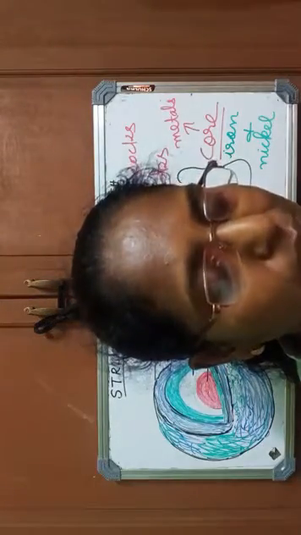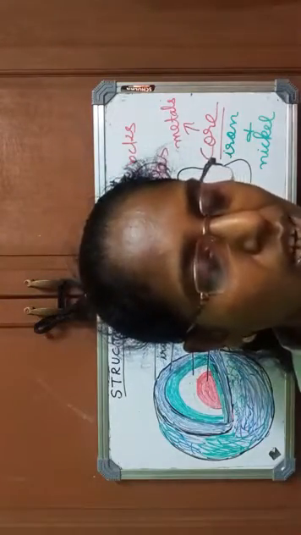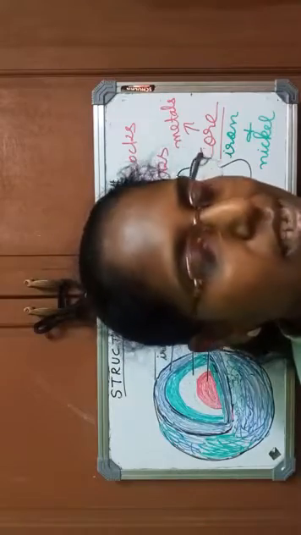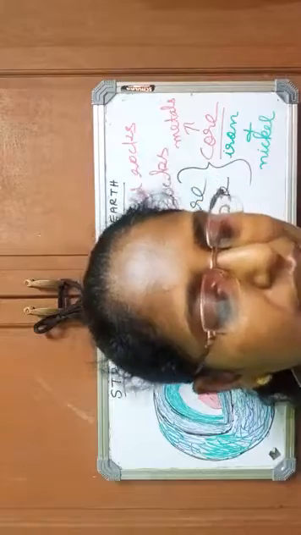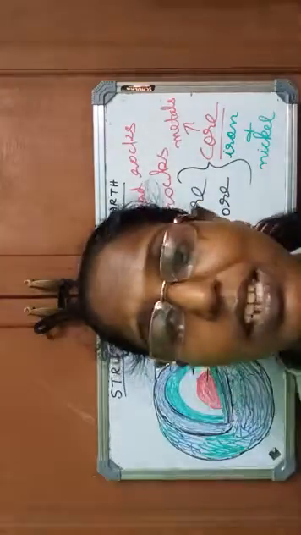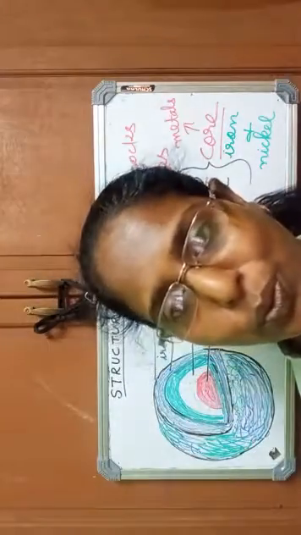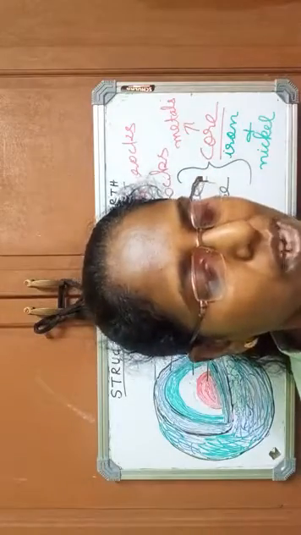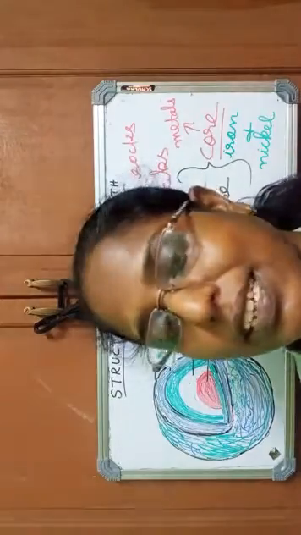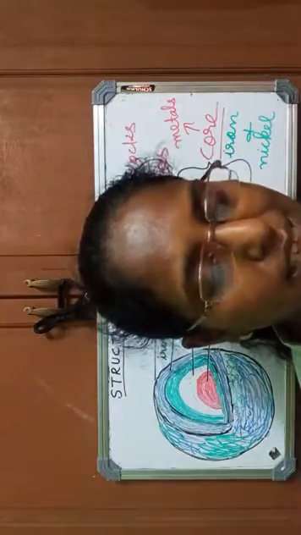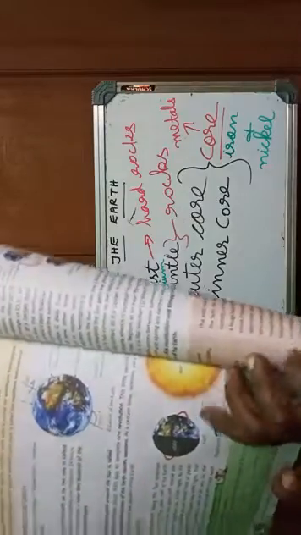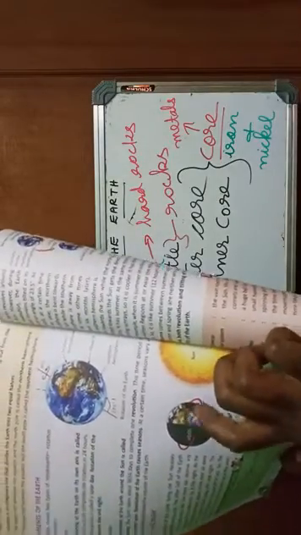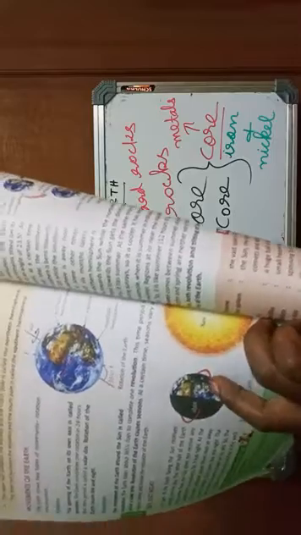The earth rotates from west to east on its axis. So the sun appears to rise in the east and sets in the west. The earth rotates from west to east. So we have the feeling that sun rises in the east and sets in the west. So rotation of the earth causes day and night. Here you can see this is sun and the part which is facing towards the sun has day.